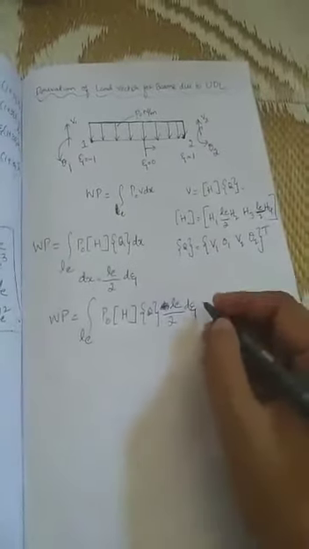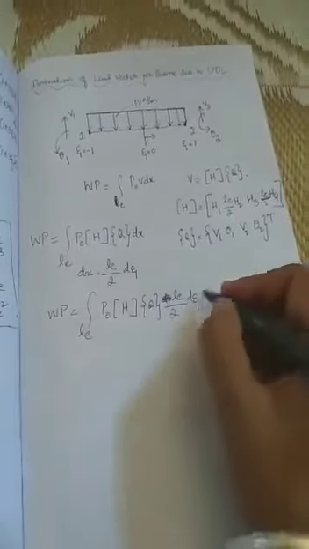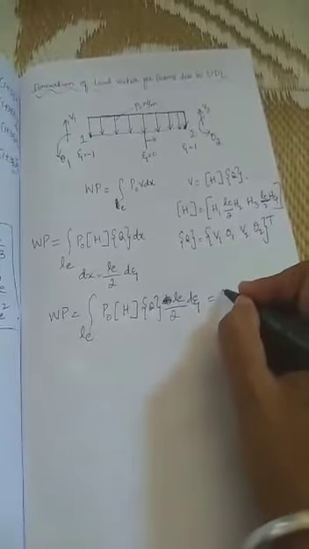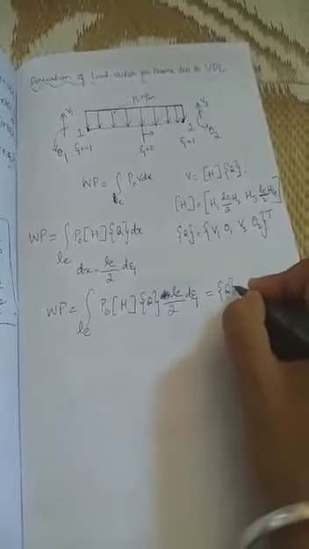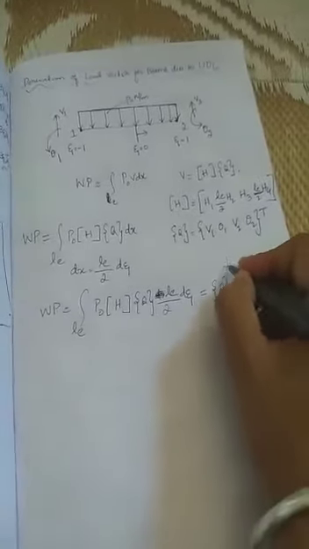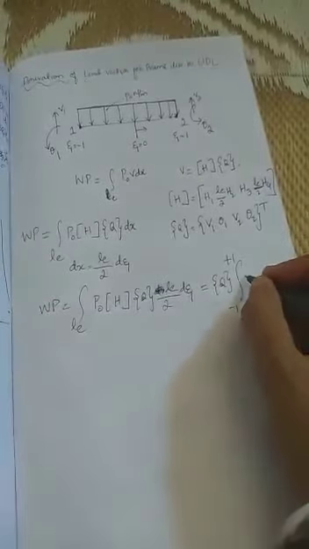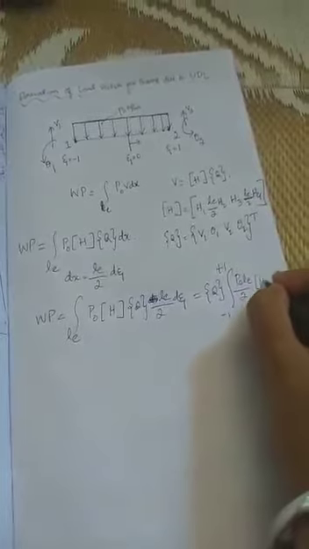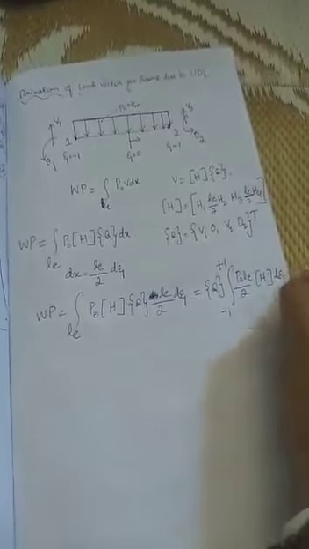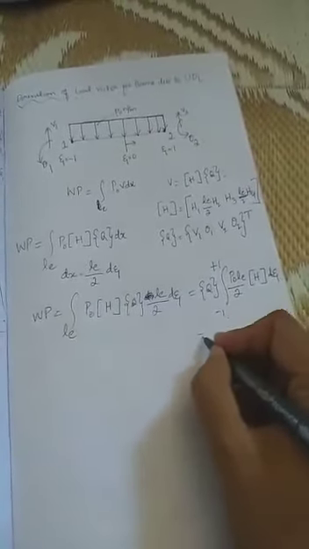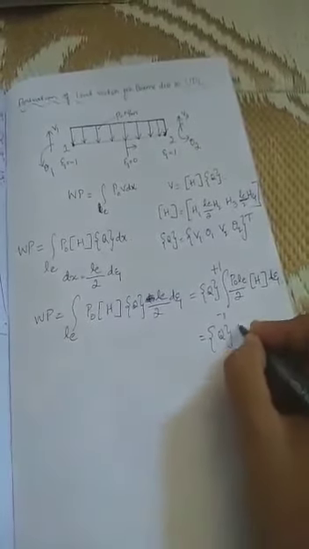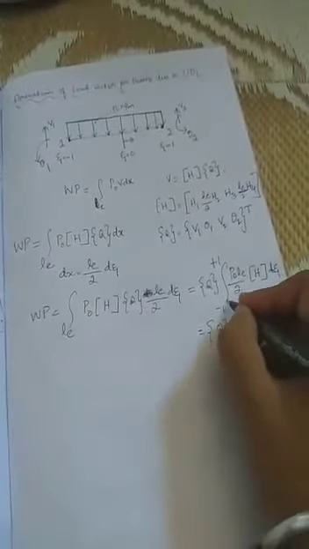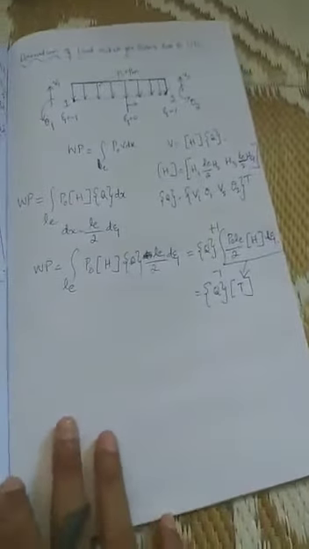So here we can take Q as common, and apply the limits of minus 1 to plus 1 of P naught LE by 2 H into d zeta, so this is nothing but Q transpose into T. We can call this complete integral as T. I hope you have understood this much. Next, we have to find out the value of T here.